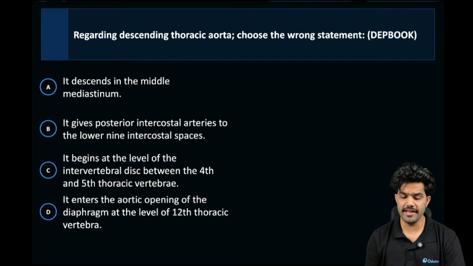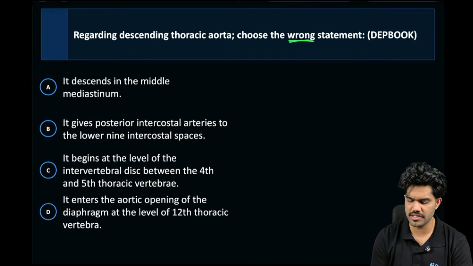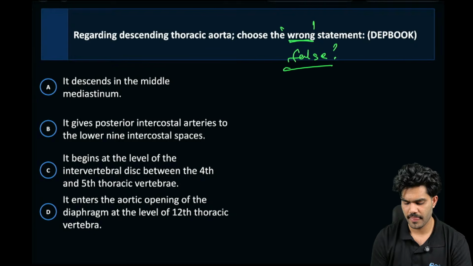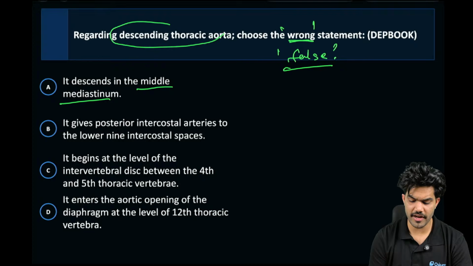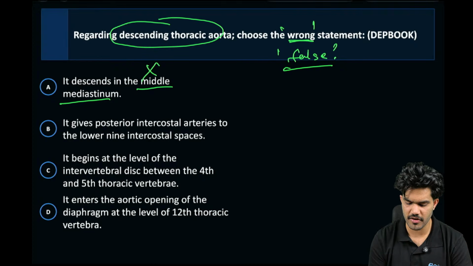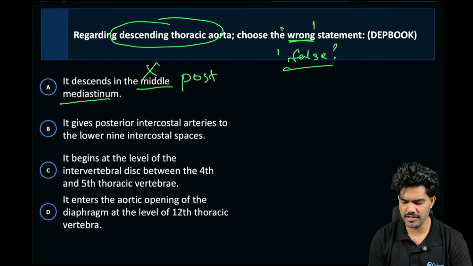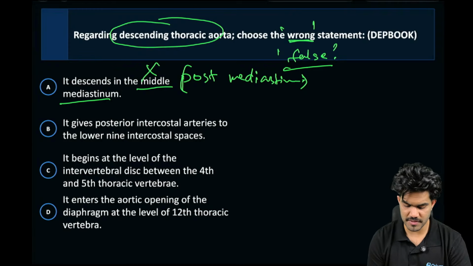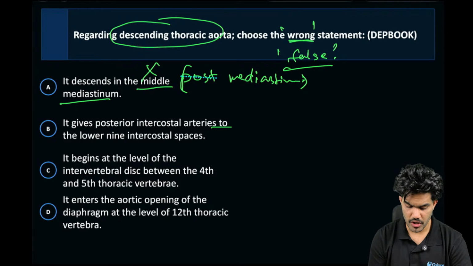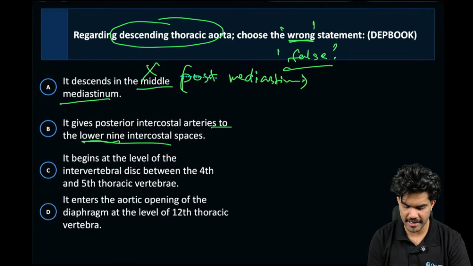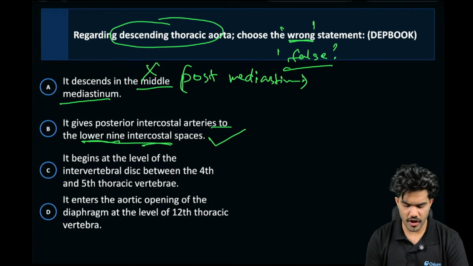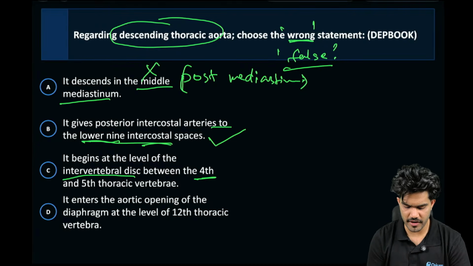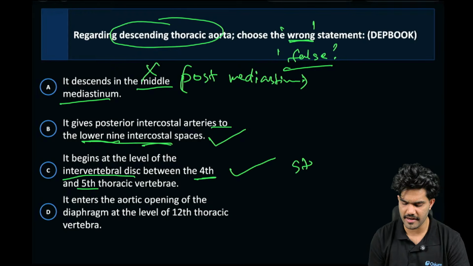Now, regarding descending thoracic aorta, choose wrong statement, means false statement. Okay, it descends in the middle mediastinum. See, descending thoracic aorta, first itself it is wrong. It descends in posterior mediastinum. Everyone knows. Okay, it gives posterior intercostal arteries to lower 9 intercostal spaces. Yes, it's true. It begins at the level of intervertebral disc between T4 and T5. Yes, it's true. Means sternal angle.